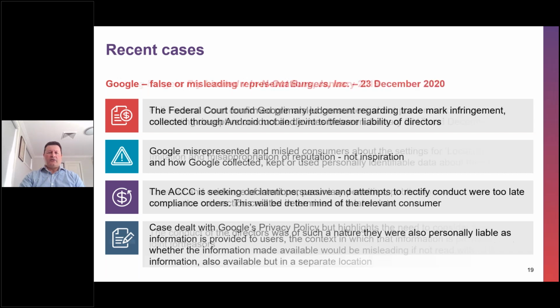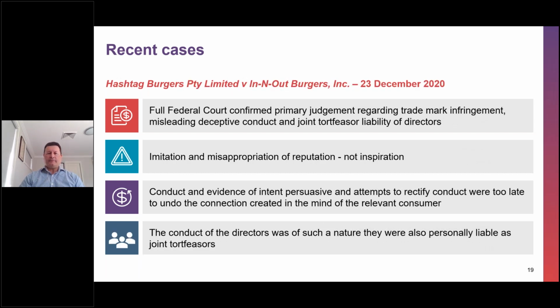So time's running away, so I'll quickly get onto the Hashtag Burgers case. And this is one where there's been a lot of it in the media. When you look at the evidence that was put forward, it's quite clear that these people did the wrong thing, and it's not surprising that the end result was found they were infringing trademarks and engaging in misleading and deceptive conduct. And as the judge said, there's a very fine line between inspiration and misappropriation in this particular case.